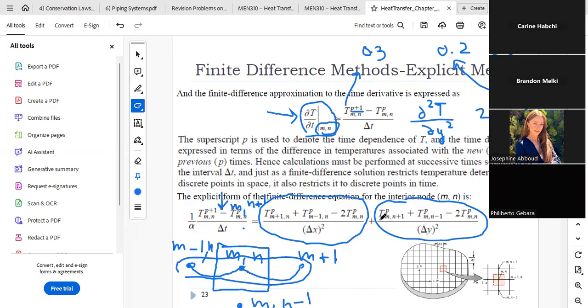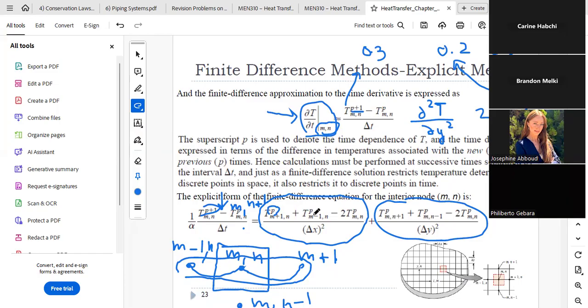by the temperature at time p, M n plus 1, plus the temperature at time p, M n minus 1, minus 2 T p M n, over delta y squared. Now, as you can see, we decided to put all temperatures on the other side, I mean for the second derivatives, all temperatures are considered at time p. But can you tell me why we selected time p, not p plus 1? Because it's right that you have the choice. You can put at time p, you can put at time p plus 1.